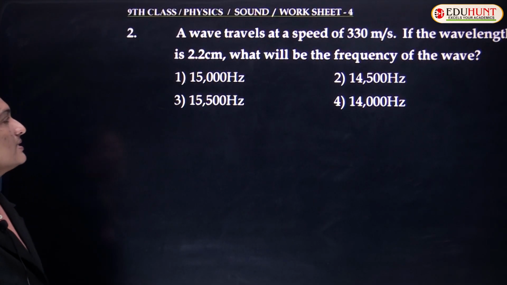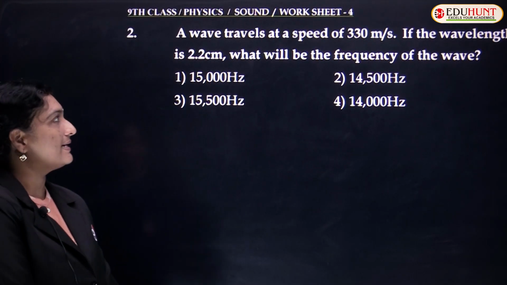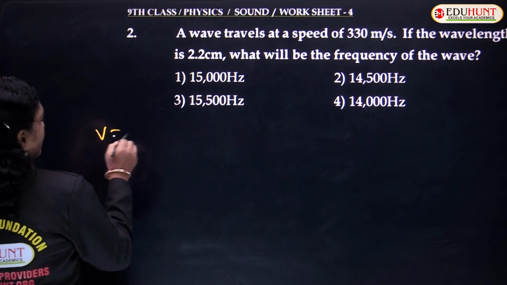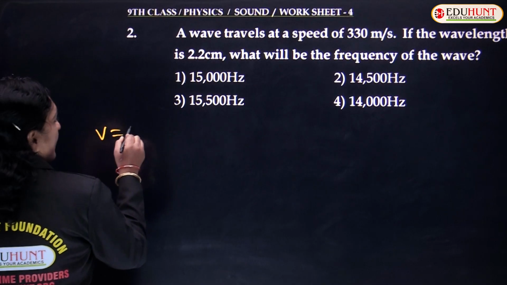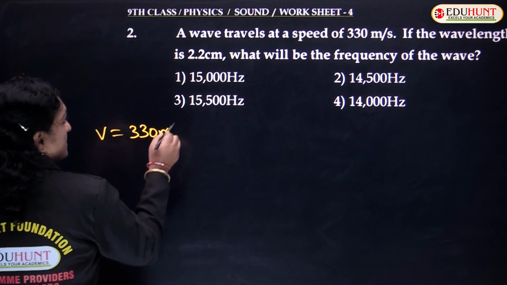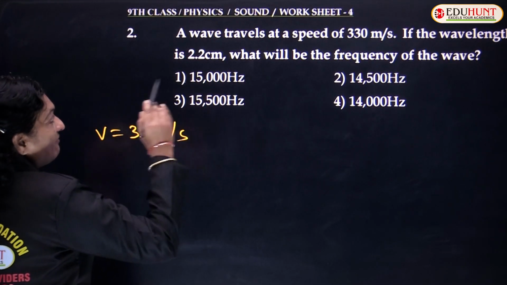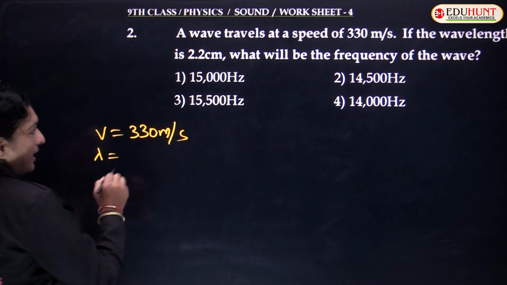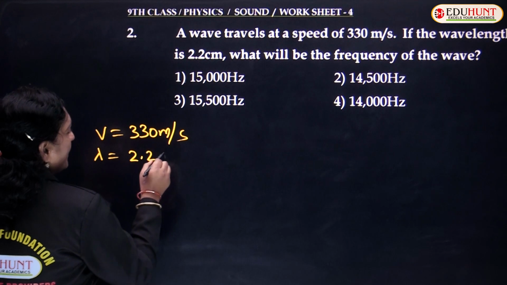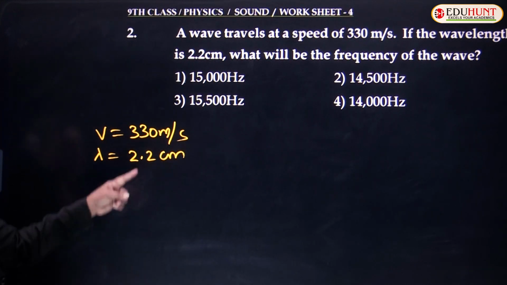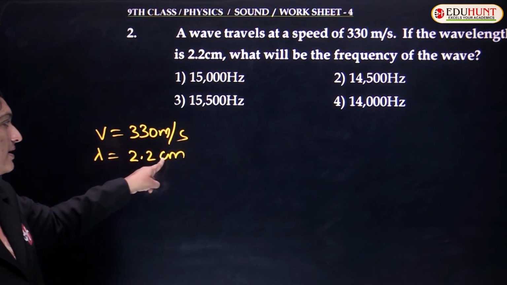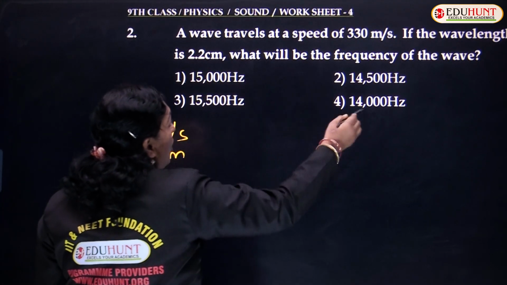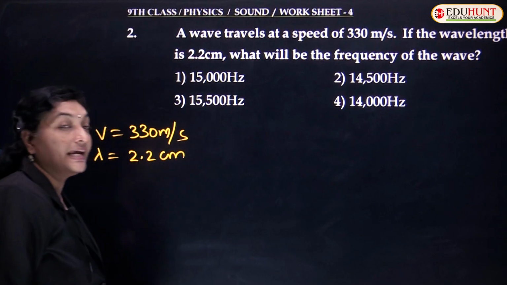Moving ahead with the second question. A wave travels at a speed of 330 meter per second. So what is given? Speed means wave velocity, given as 330 meter per second. If the wavelength, indicated with the letter lambda, is 2.2 centimeter. Observe this carefully, children. This is given in SI system, whereas this is given in CGS system. But if you look at the options, they were given in hertz, again in SI system.